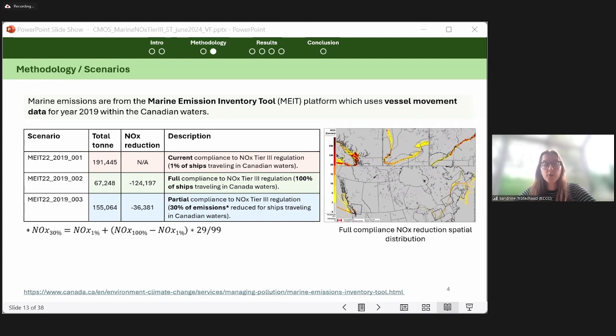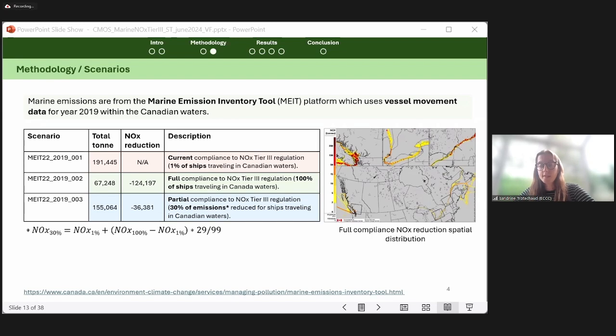And the second one is the full compliance scenario, in which we suppose 100% of ships traveling in the Canadian waters are NOx Tier III compliant. And then the last one is a partial compliance scenario, where 30% of the emissions are reduced according to the policy. So what we do is prorating the full compliance scenario with the baseline to get this partial scenario.